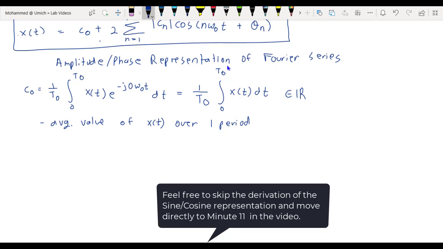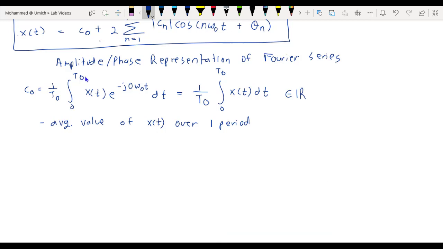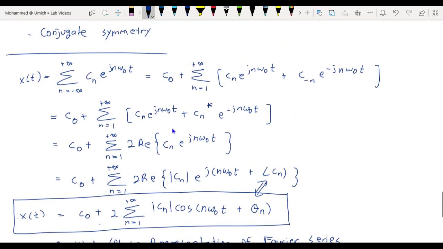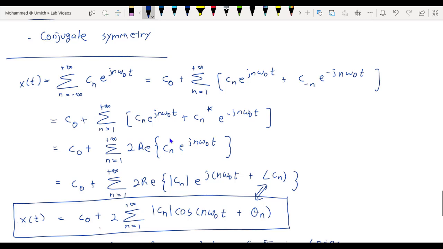All right, now another commonly encountered form for the Fourier series of real periodic signals that are continuous in time is, if we go back to this step here, instead of writing Cn in polar form, we'll write Cn in rectangular form. So Cn is the real part of Cn plus j times the imaginary part of Cn.